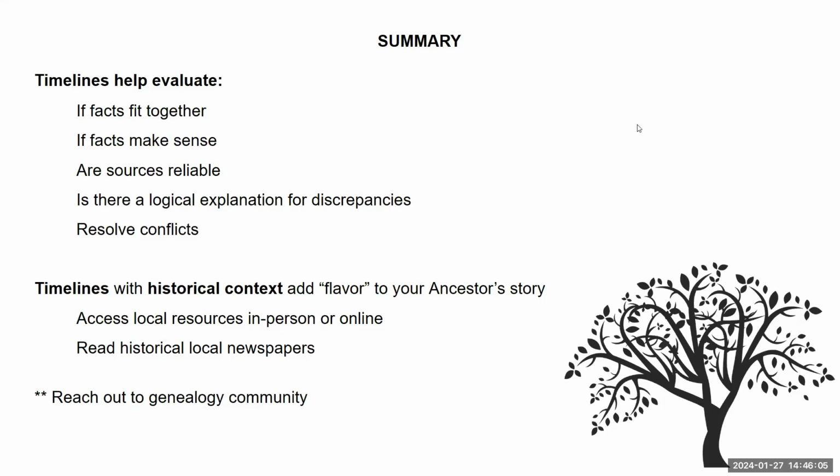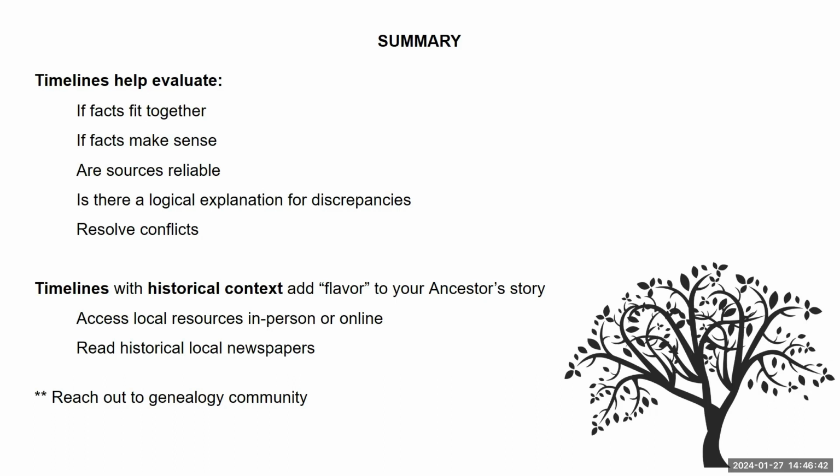So in summary, timelines help you evaluate if facts fit together, if they make sense. You always have to make sure that sources are reliable. And even like with my cousin Bobby as a source, I can work around that to see if what he said is indeed true. Is there a logical explanation for discrepancies? And it can help you resolve conflicts. As I said before, if you have two people with the same name in the same place, if you do a timeline, you can see which one is your person.